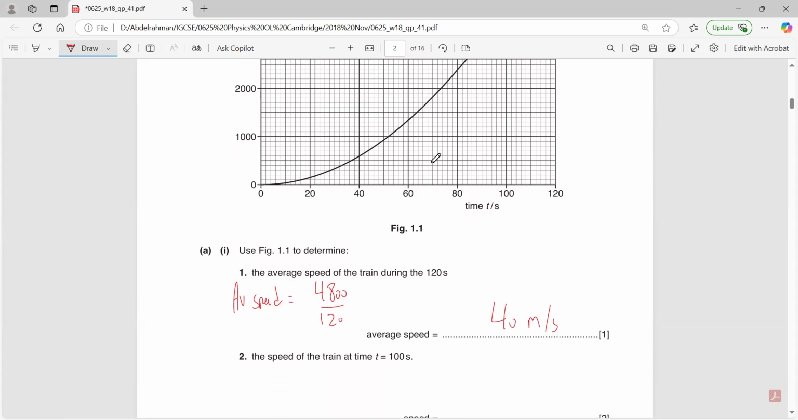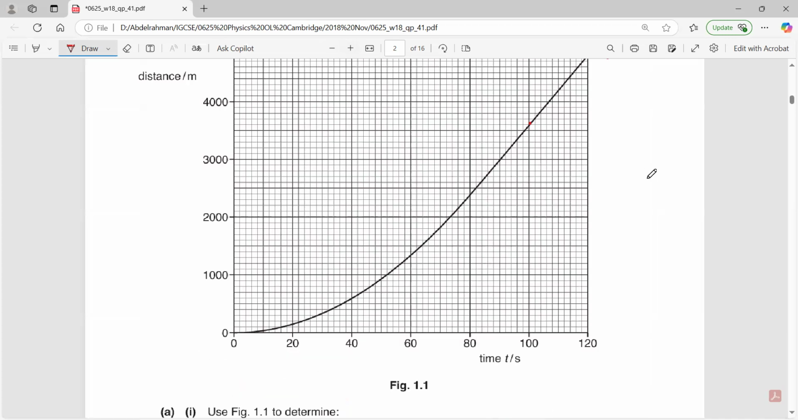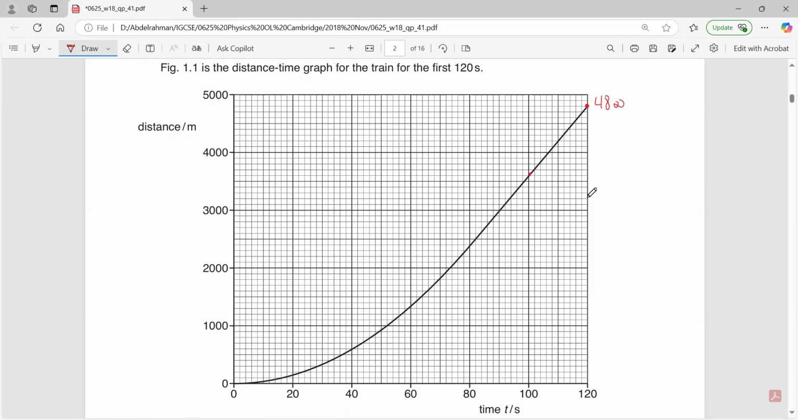Can I find the speed of the train at 100 seconds? Yes, I can. At 100 seconds, the distance reached by the train was 3,600. So most of you might say 3,600 divided by 100, which would be definitely wrong. You cannot say 3,600 divided by 100. That would be definitely wrong.